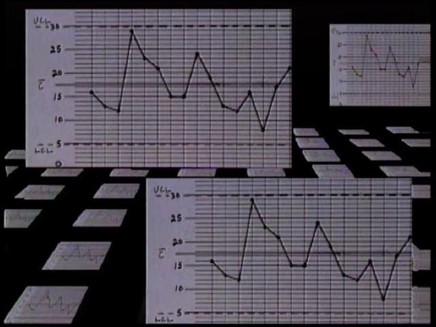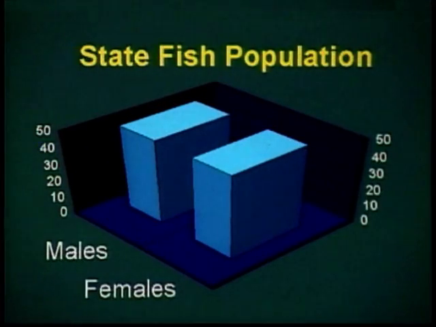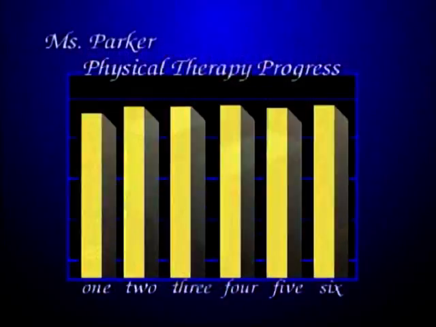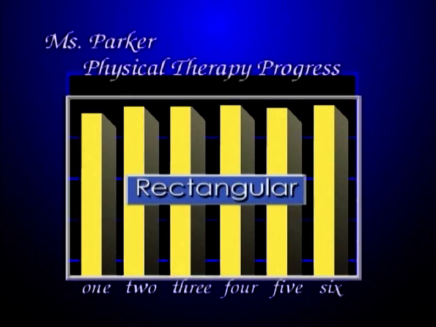Each of these experiments provides you with some common patterns that we can identify and interpret. For example, this pattern, like we saw with the fish population and physical therapy study, is called a rectangular pattern. It occurs when each of the items you are plotting have an equal probability of occurring.